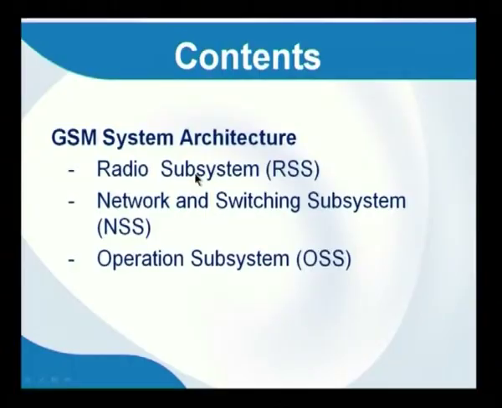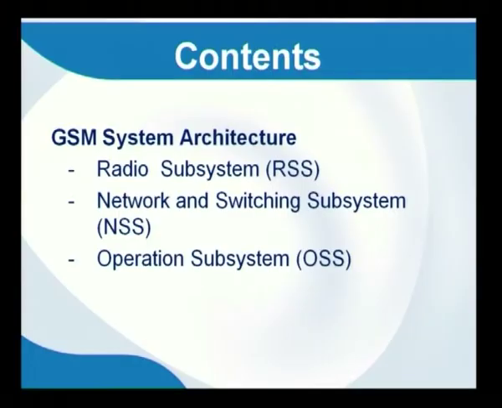The content of today's lecture is about the GSM network architecture. The subdivisions of the GSM architecture includes 3 parts. They are radio subsystem, network and switching subsystem, that is referred as NSS, and the operation subsystem OSS. In the previous lectures, we have discussed the first subpart, that is the radio subsystem. Today let us discuss the network and switching subsystem as well as the last one, that is operation subsystem. Let us discuss one by one.